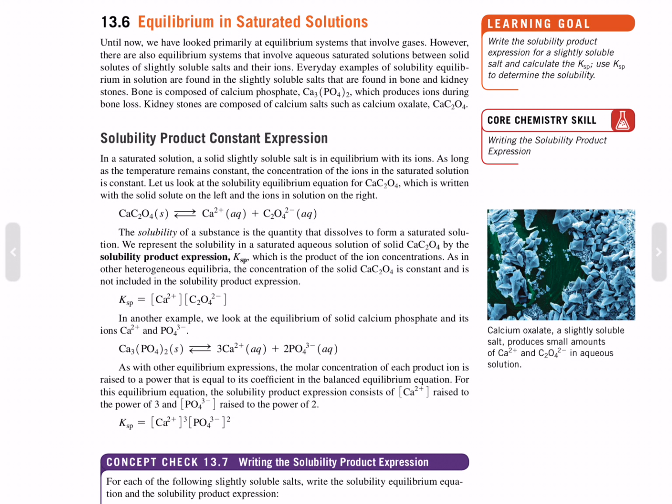In another example, we look at the equilibrium of solid calcium phosphate and its ions, calcium and phosphate. Calcium phosphate breaks apart into calcium and phosphate ions. As with other equilibrium expressions, the molar concentration of each product is raised to the power equal to the coefficient in the balanced equilibrium equation. For this equation, the solubility product expression consists of the concentration of calcium ions raised to the power of 3 and the concentration of phosphate ions raised to the power of 2.